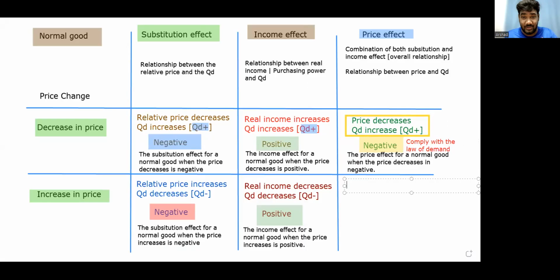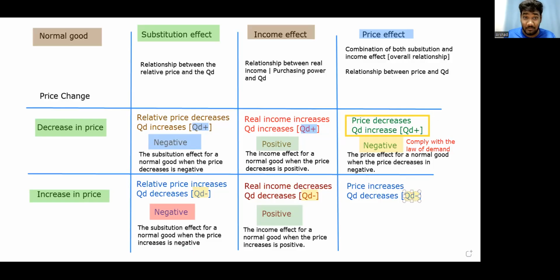Right now, this is easy since we know the thing. When the price of a good increases, what happens? Quantity demanded decreases. According to the income effect and the substitution effect, both say the same thing: QD will decrease, minus. So what is the price effect? It's a combination of both effects, no? So the price effect also says QD will decrease.